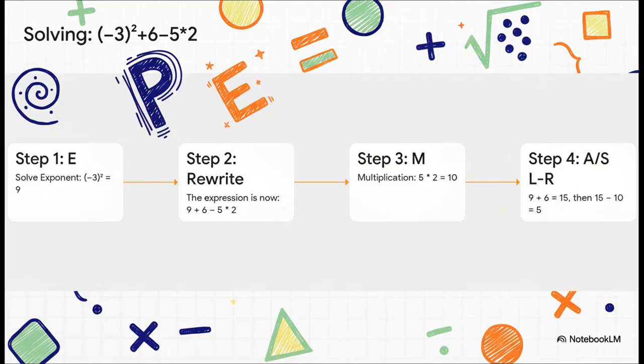So let's see that rule in action in a bigger problem. First thing we spot are those parentheses around the negative 3, so that exponent turns it into a positive 9.